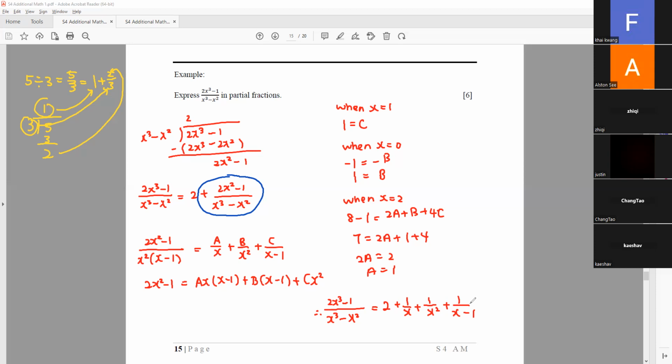Okay, so partial fraction, as some of you, or actually most of you, have done it, you will see that you will do it again in integration. So imagine you cannot do partial fraction, you cannot do the rest of the question already.